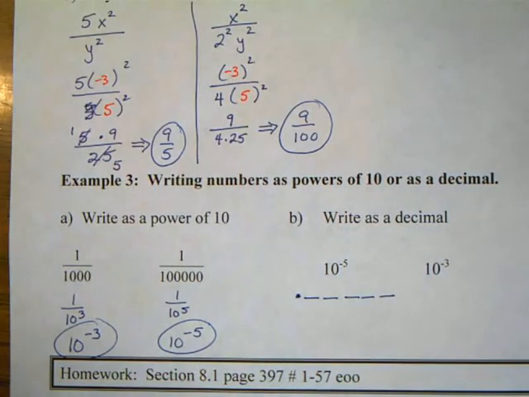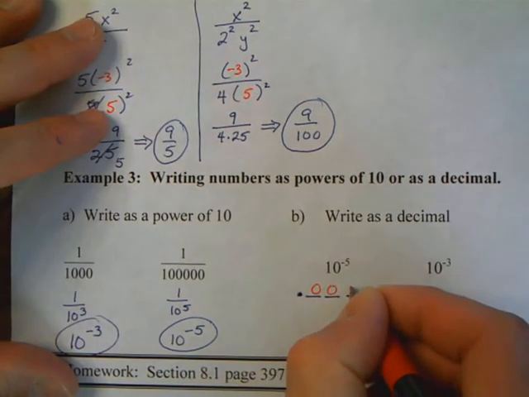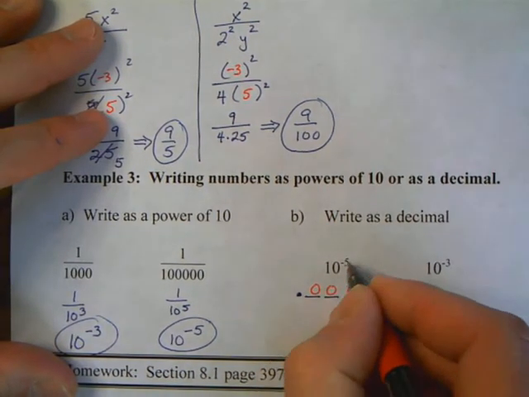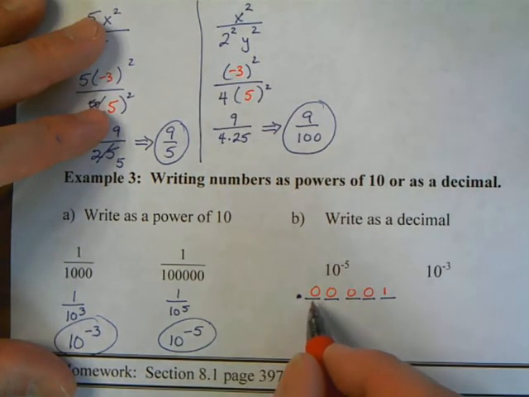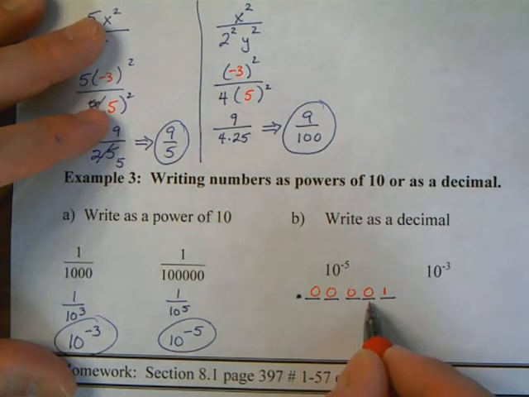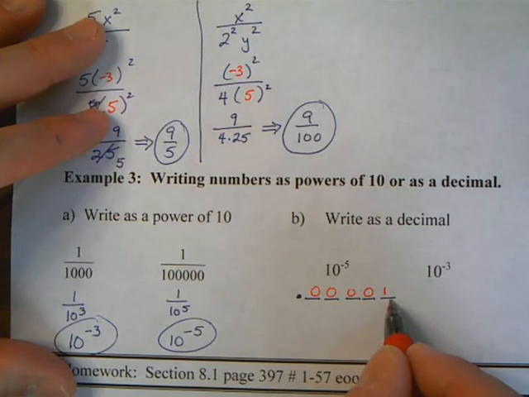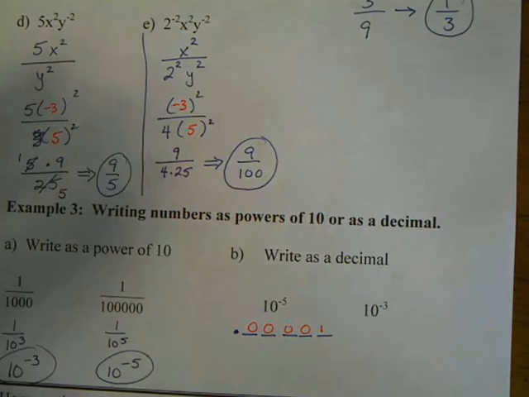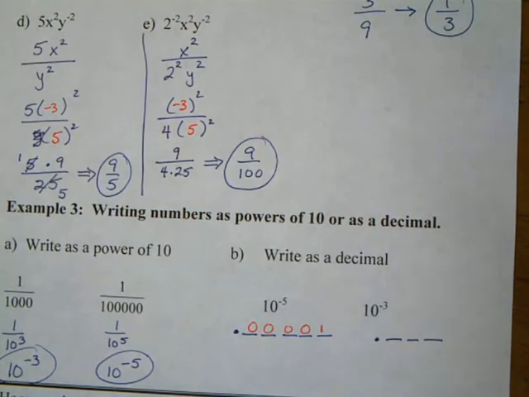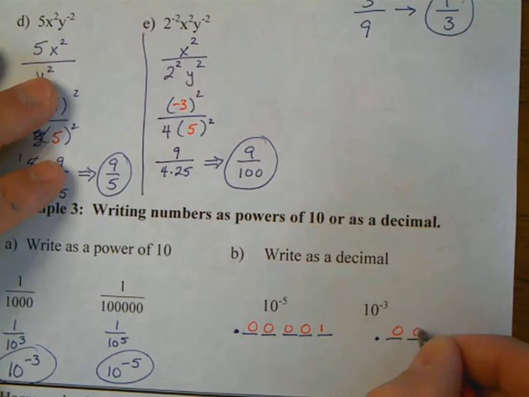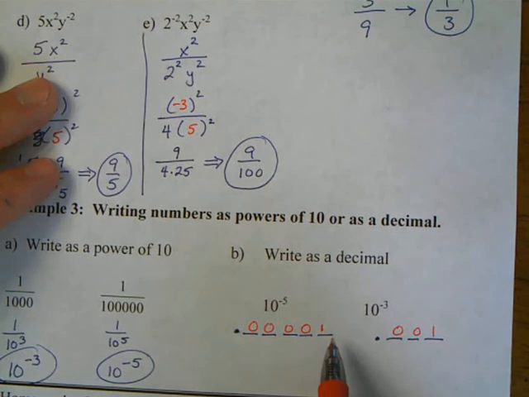On the other side, we're asked to write things as decimals. Well, the number of decimal places has to do with the number of exponents. So this has 5 exponents. So we're going to go 1, 2, 3, 4, 5. In those 5 blanks, we're going to have to create the number that will be represented by 10 to the -5. So let's talk about what this number is. That's tenths, hundredths, thousandths, 10,000ths, 100,000ths. So this is 1/100,000th.